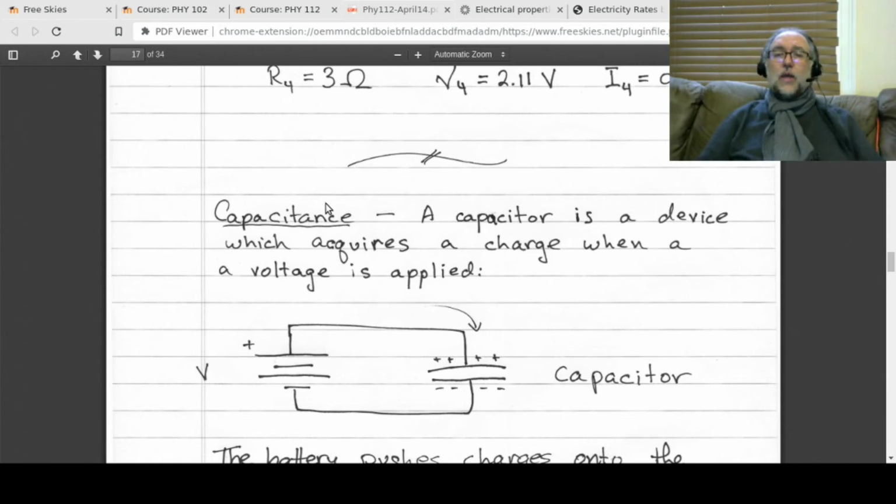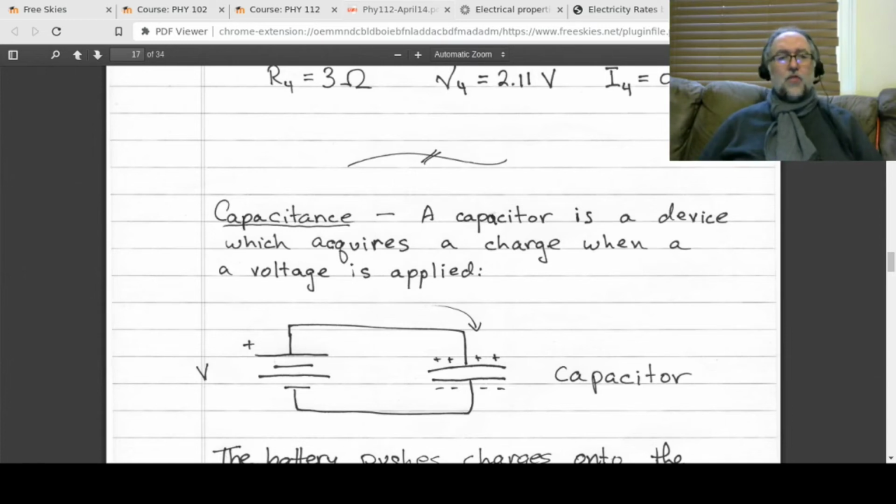But you can have devices which will build up a little bit of charge. They can't go on to infinity, but they can build up a little bit of charge. And so basically, a capacitor is a device which acquires charge when a voltage is applied. So if you apply a voltage to a capacitor, it's going to acquire a charge. The more voltage you apply, the more push you put behind the charges, the more you're going to be able to push onto the capacitor, and the more charge will accumulate. So you put a little bit of voltage, a little bit of charge accumulates. You put more voltage, more charge accumulates, and so on.